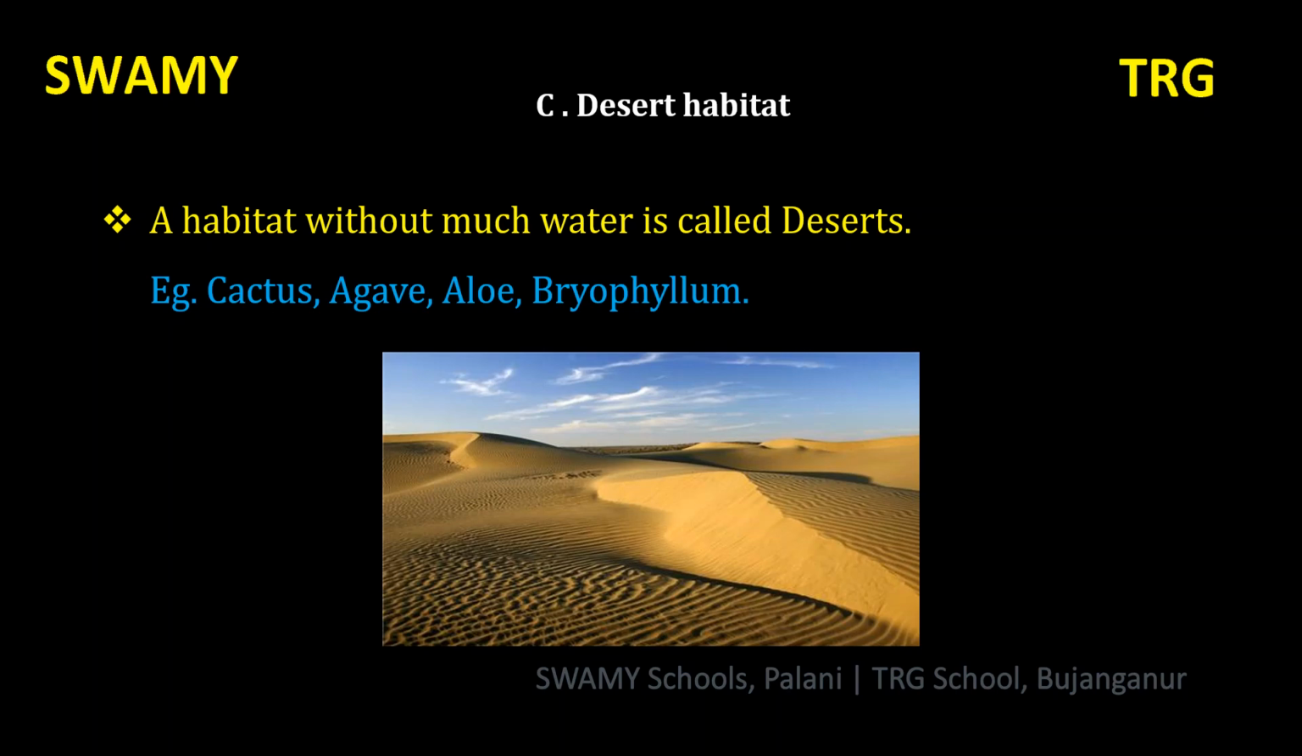These are the plants which live in desert habitat. There are 4 types of desert habitats: hot dry deserts, semi-arid deserts, coastal deserts and cold deserts.